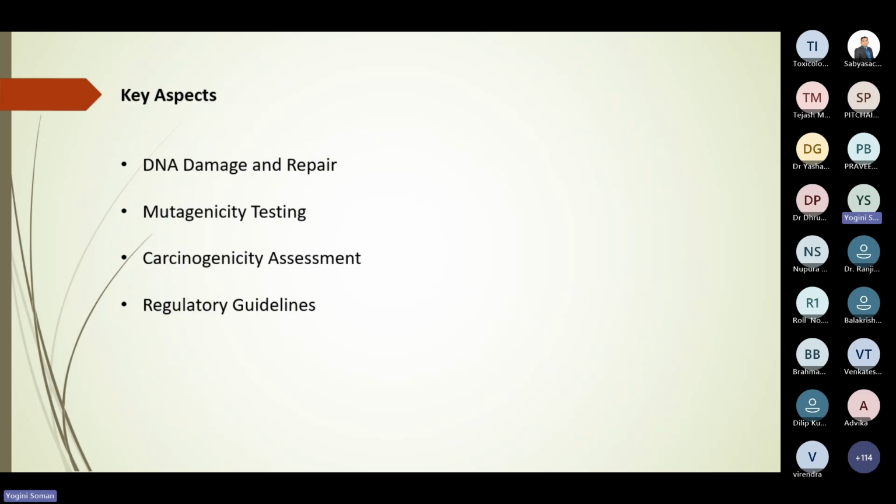There are key aspects in genetic toxicology. The first key aspect is DNA damage and DNA repair. The second key aspect is mutagenicity testing. Then third is the carcinogenicity assessment, and then regulatory guidelines for genetic toxicology assessments.